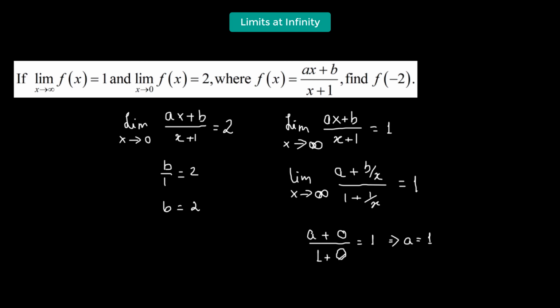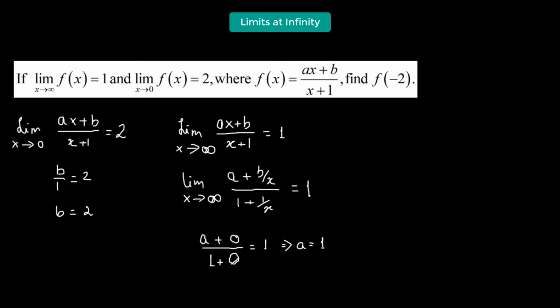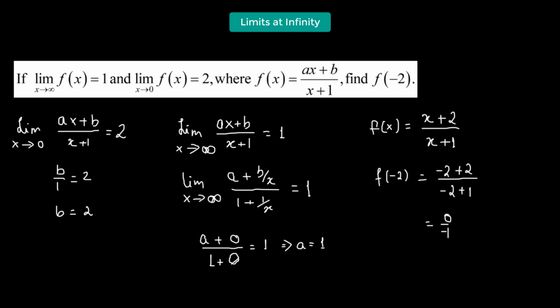So now that we have the value of a and b, our value of f(x) will be f(x) equals ax plus b. So our a value is 1, so we have x plus b, which is 2, divided by x plus 1. So now that we have the value of f(x), f of negative 2 will be equal to (negative 2 plus 2) divided by (negative 2 plus 1), which is going to give us 0 over negative 1, and that value is equal to 0.